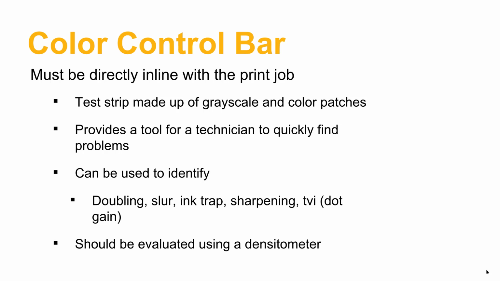Ideally, you want to use a color control bar. Well, not ideally. I say it's a requirement. You have to have a color control bar. A color control bar is going to be some information that would print outside of the trim marks of the actual print job. That color control bar is going to give information that can be used with instrumentation like a densitometer, a colorimeter, spectrophotometer to evaluate things like doubling, slur, trap, TVI, or dot gain.